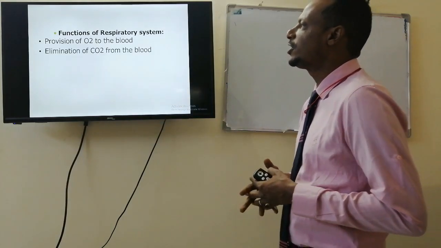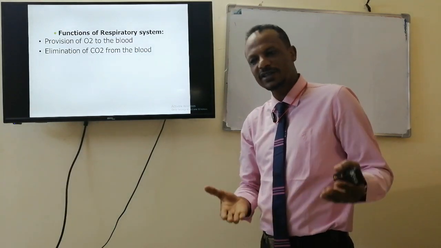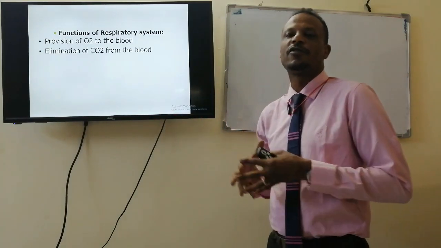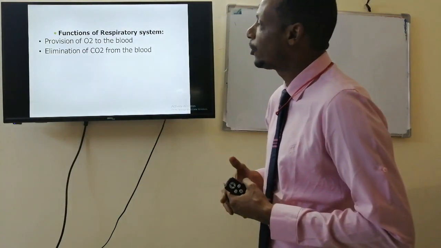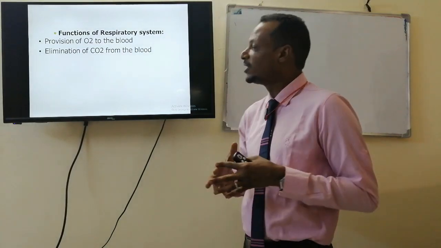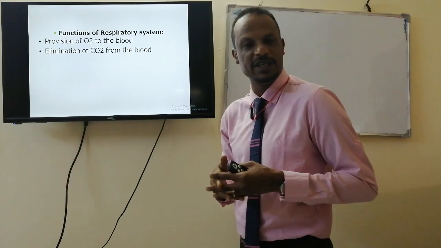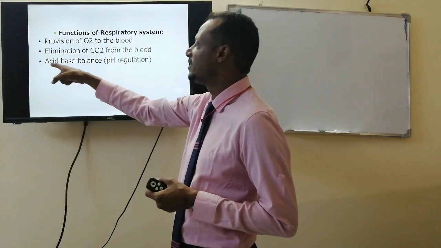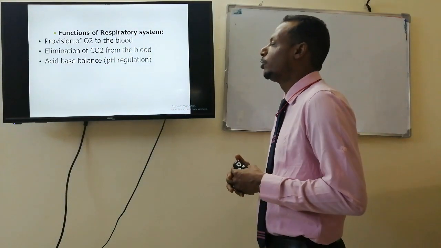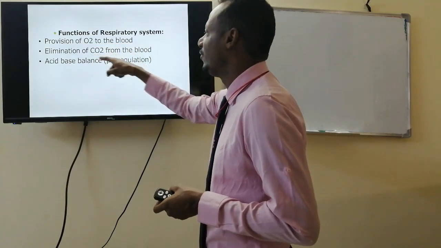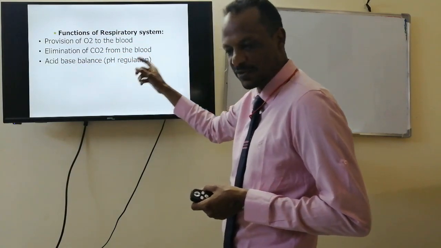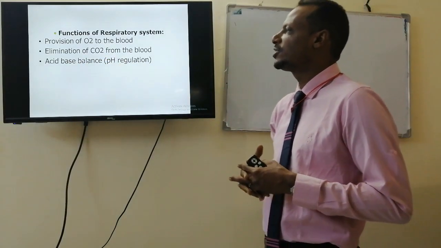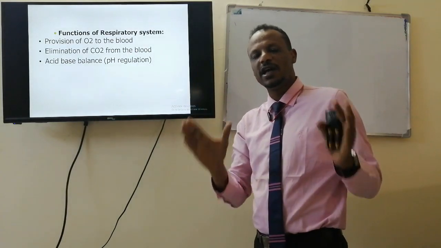The second function is elimination of carbon dioxide. You know well, carbon dioxide results from metabolism in the tissue, and this carbon dioxide should be eliminated from the body or from the blood, not because carbon dioxide is a toxic gas, but because any change in carbon dioxide will change the pH. The third function of the respiratory system is the acid-base balance or pH regulation. As we regulate the carbon dioxide level in blood, this ultimately will regulate the acid-base balance or the pH. pH regulation is very necessary because many enzymes and proteins in the body act within a very narrow limit of pH.